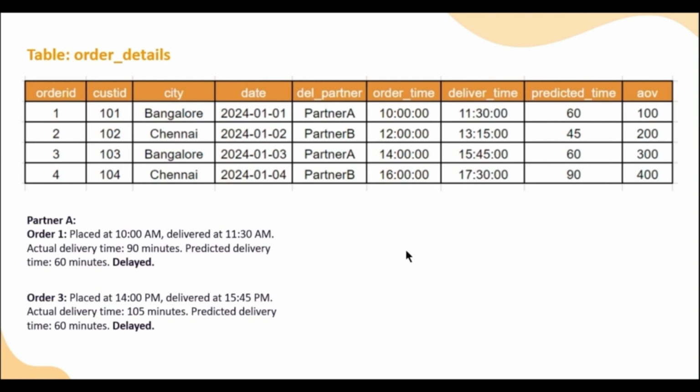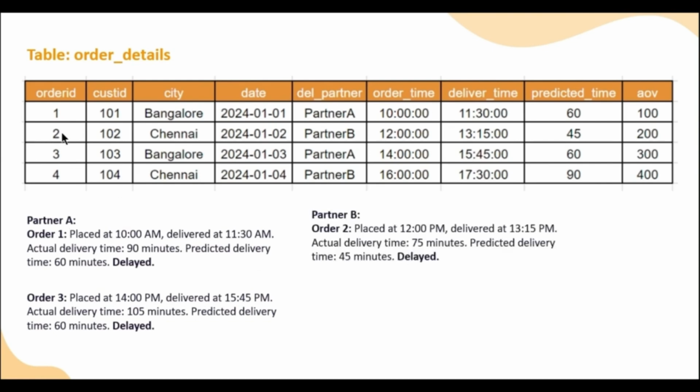Now for partner B, with order ID 2, it was placed at 12 p.m. and delivered at 1:15 p.m. So the actual delivery time is 75 minutes and the predicted delivery time is 45 minutes. So this order is again delayed, since the actual delivery time is greater than the predicted delivery time.